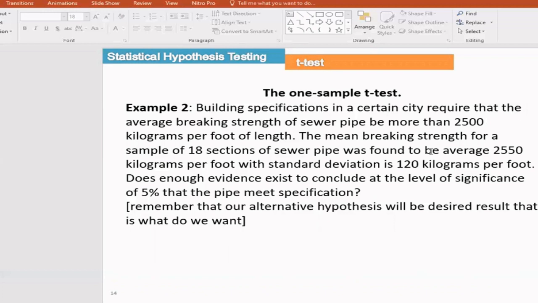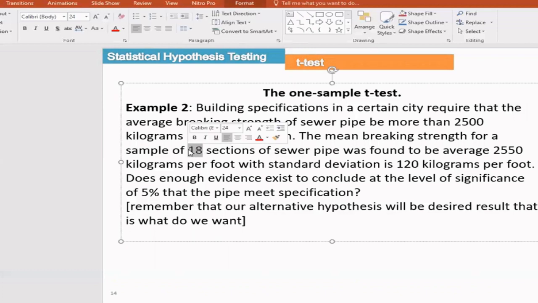To test whether the pipe meets the specification or not, a sample of 18 sewer pipes is taken, and the average strength is 2,550 kilograms per foot with a standard deviation of 120 kilograms per foot. See, here our sample size is less than 30 and the population variance is not given, it is calculated from the sample. So we want to test at 5% level of significance whether the pipe meets the specification or not.